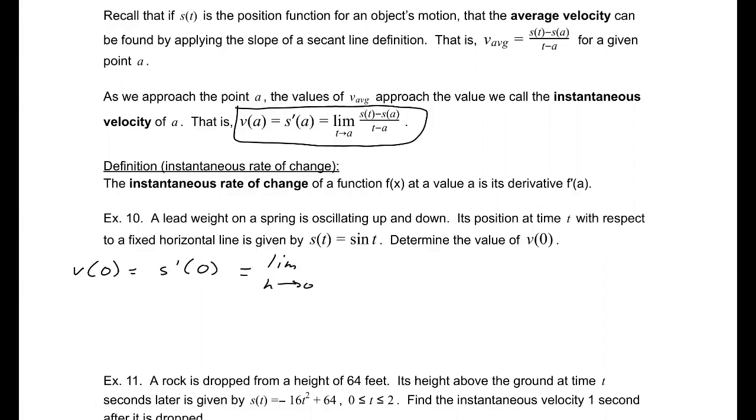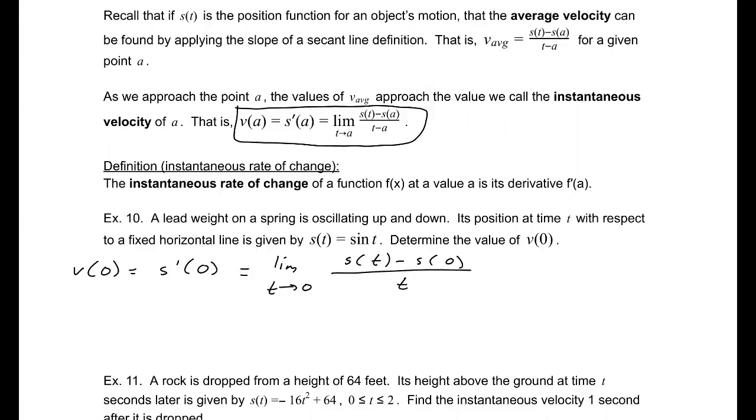well, that would be f of a plus h minus f of a over h. So in this case, s of a plus h. Oh, I guess I should go ahead and use that version of it, shouldn't I? All right, so we'll go ahead and do that. It is the limit as t approaches 0 of s of t minus s of 0 over t minus a, so that will just be t.